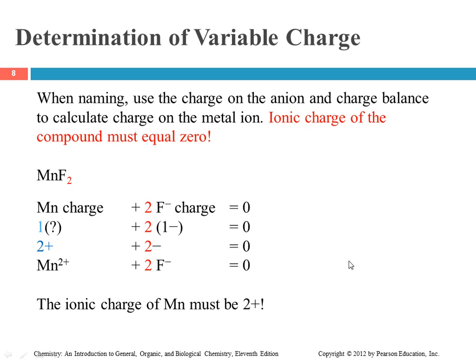So we have 2 fluorines. What number plugged into here would give us plus or minus 2 equals 0? 2. 1 times 2 is 2, minus 2 equals 0. So that's how you solve for x. When you solve for x, this is the Roman numeral or the oxidation state of the transition metal. So our ionic charge must be 2+.